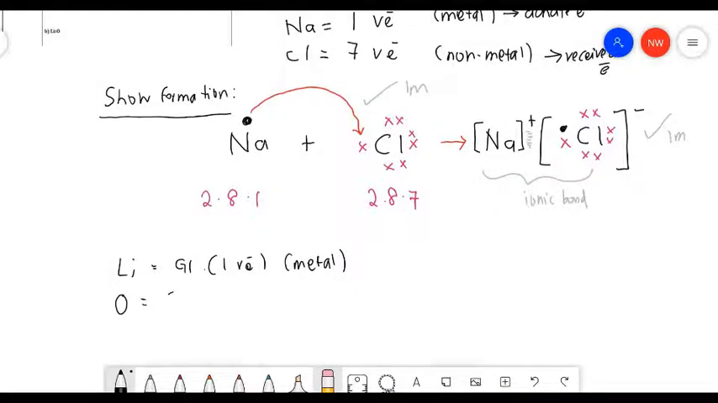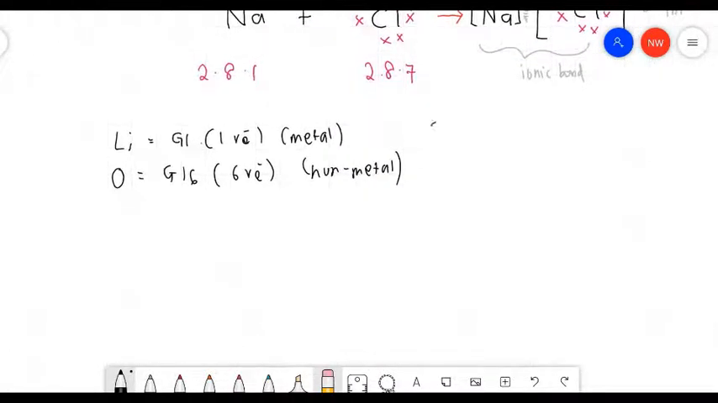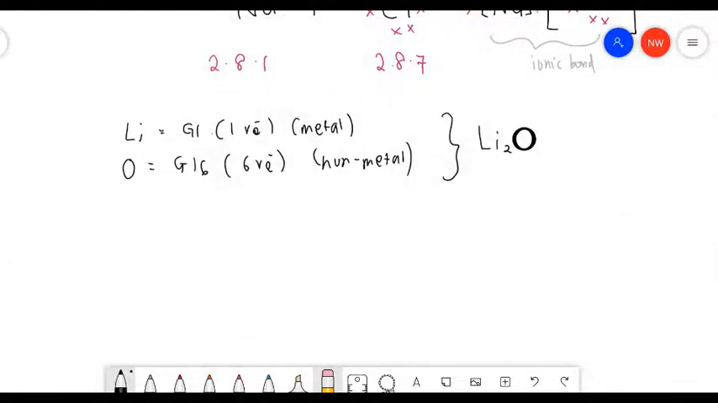Oxygen group 16. So ada 6 valence elektron. Ini adalah non-metal. So let's show the formation. Dia punya molecular formula adalah Li2O. Okay. So sekarang kita tahu oksigen kena terima 2 biji elektron untuk mencapai oktet. Lithium kena donate elektron dia kepada oksigen.